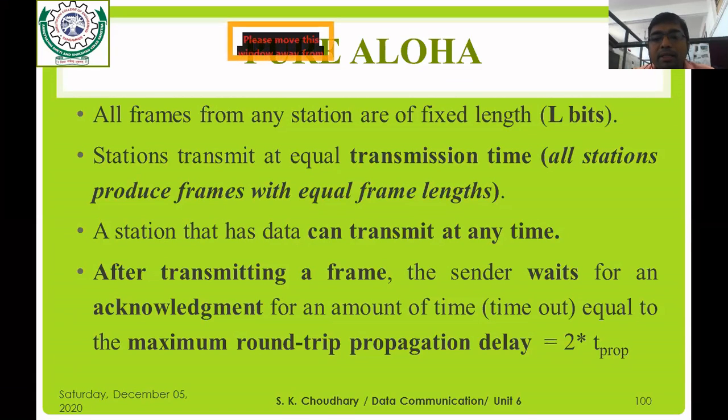After transmitting a frame, the sender waits for an acknowledgement for an amount of time equal to the maximum round trip propagation delay. That is mentioned here as 2 times the propagation time. The maximum round trip propagation delay is 2 times the propagation delay, because the frame is sent from the source to the destination and then acknowledged from the destination to the source. So this is 2 times the propagation delay, which is the maximum amount of time for which a sender waits.